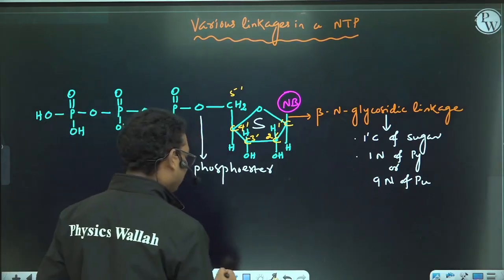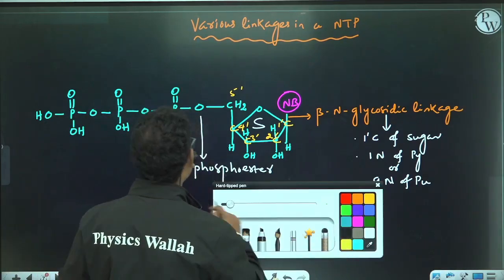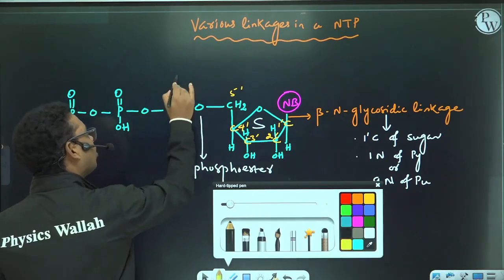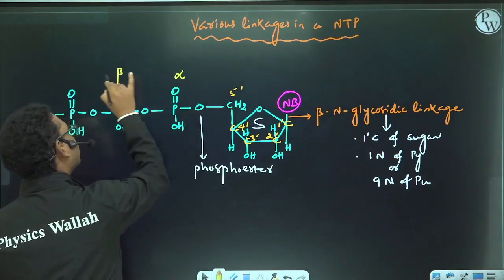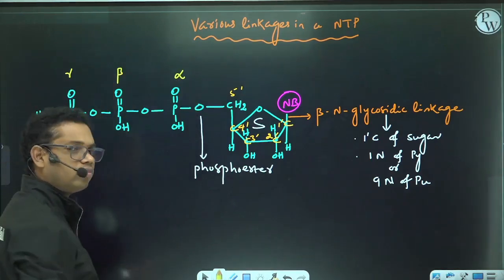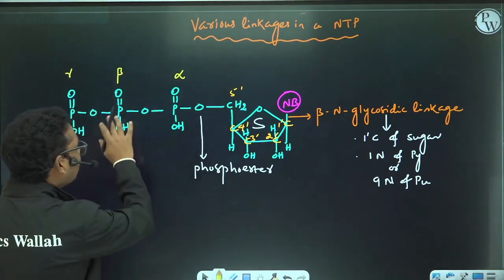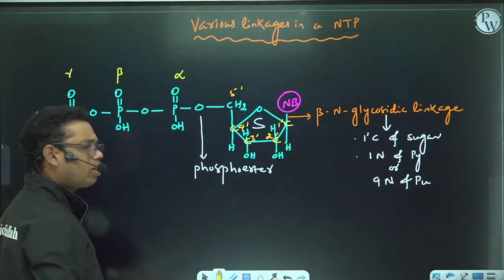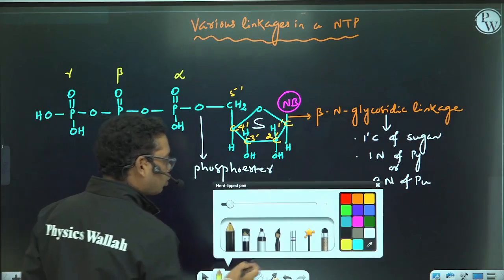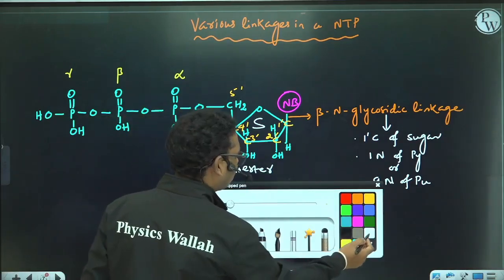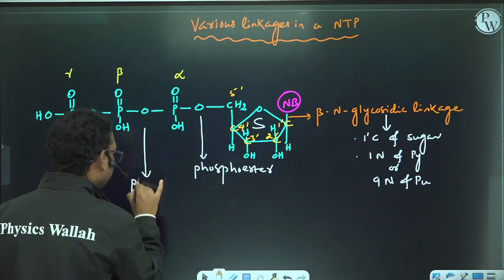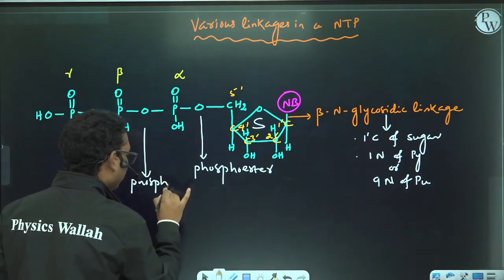And remember one thing, the phosphates present in this nucleoside triphosphate are named alpha phosphate, beta phosphate and gamma phosphate. And what is the linkage present between the alpha phosphate and beta phosphate? It is the phosphoanhydride linkage. Which linkage? Phosphoanhydride linkage. So this is phosphoanhydride linkage.